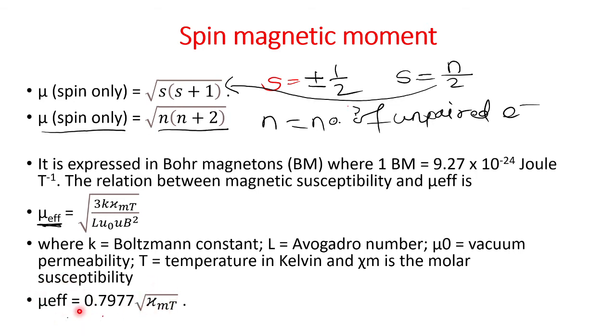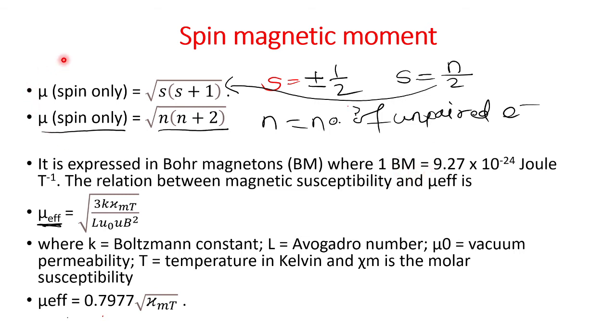Then the unit of this magnetic moment is the Bohr magneton. In short form, it is written as BM, where 1 BM is equal to 9.27 × 10^-24 joule per Tesla. So this is the unit of the magnetic moment, BM, that means the Bohr magneton. It is the SI unit of this magnetic moment.